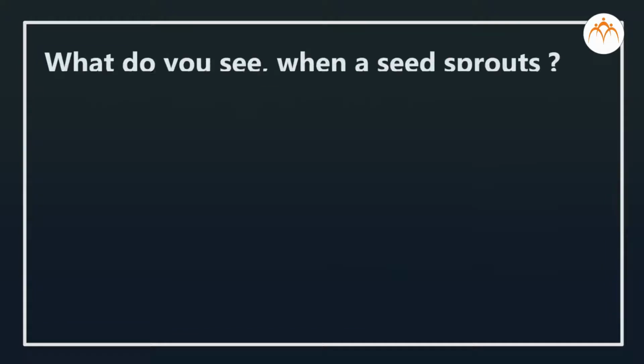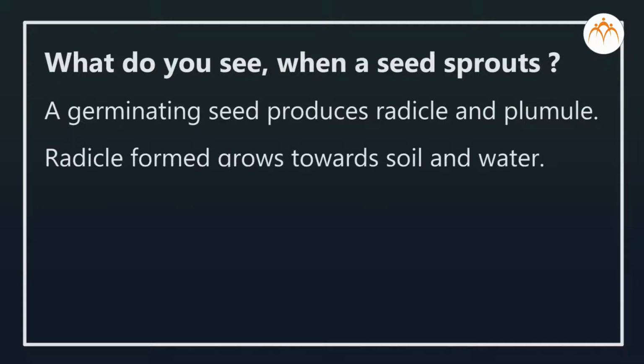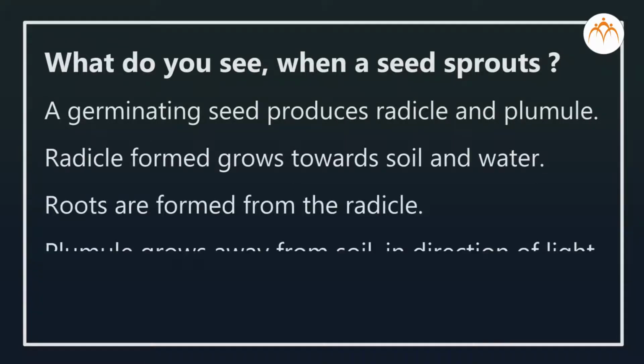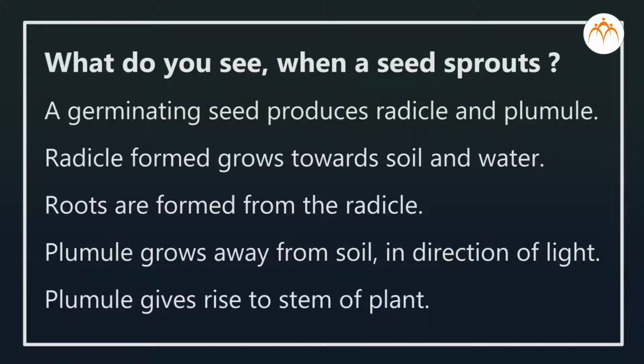What do you see when a seed sprouts? A germinating seed produces radicle and plumule. Radicle formed grows towards soil and water. Roots are formed from radicle. Plumule grows away from soil and in direction of light. Plumule gives rise to stem of plant. Roots further grow deep in soil as well as spread in all directions.